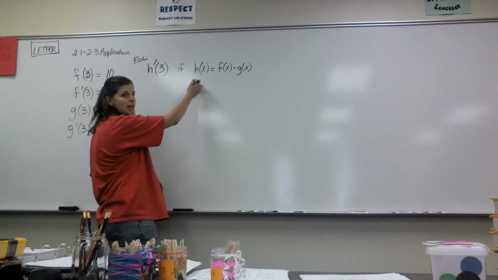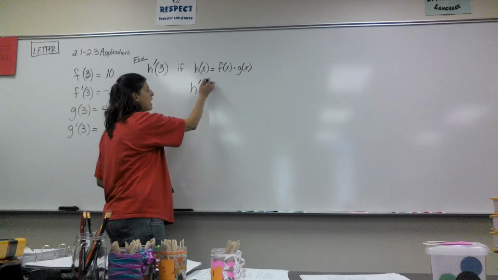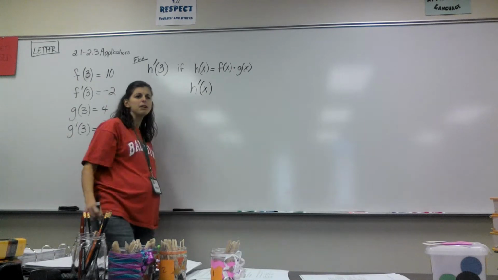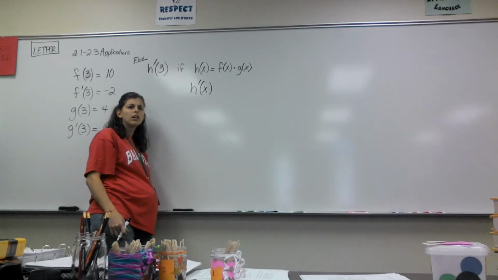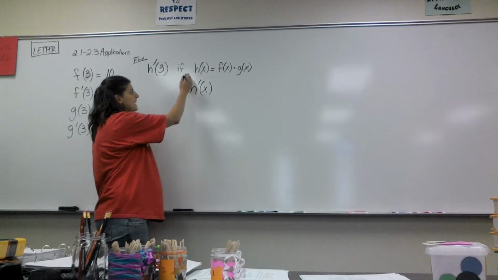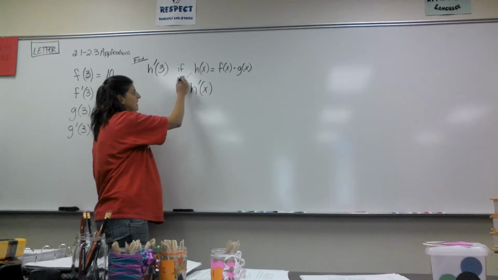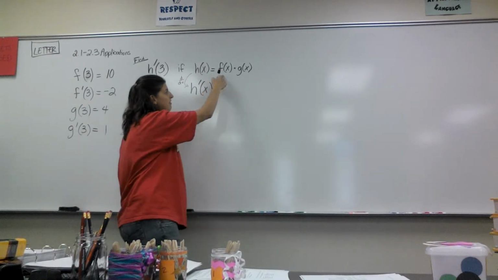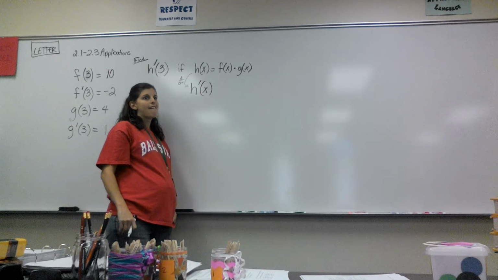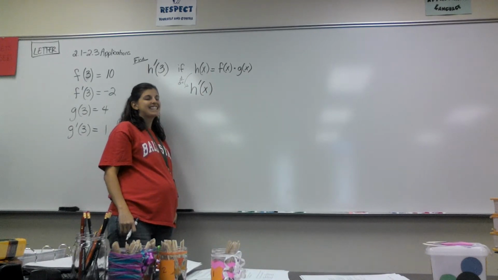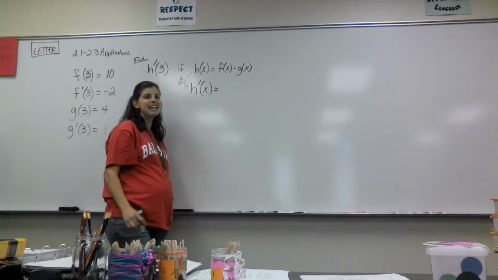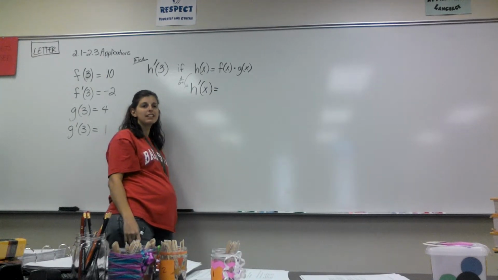So now, yeah, I know we have h. So how can we find h prime from h? What is h prime? The derivative of h, right? H prime is the derivative of h. So I need to differentiate h. So how do I take the derivative of f of x times g of x?